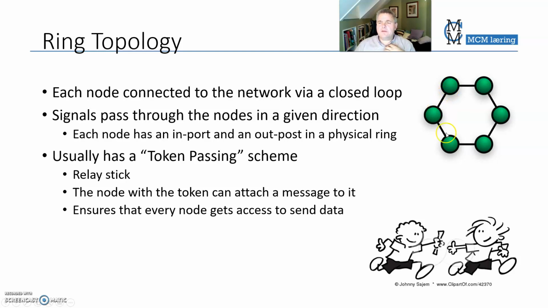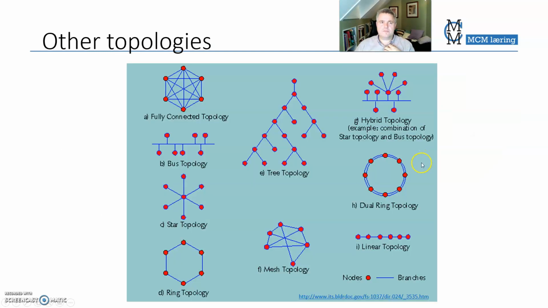But the data is usually sent onto the network via a so-called token passing. That is like having a relay stick, and the only one that can send a message is the one that has a relay stick. So if this computer here wants to send a message to this computer, it will have to send it via the other two here, and I will have to wait until it gets the relay stick and then sends it forward. In that way, you avoid chaos on the network.